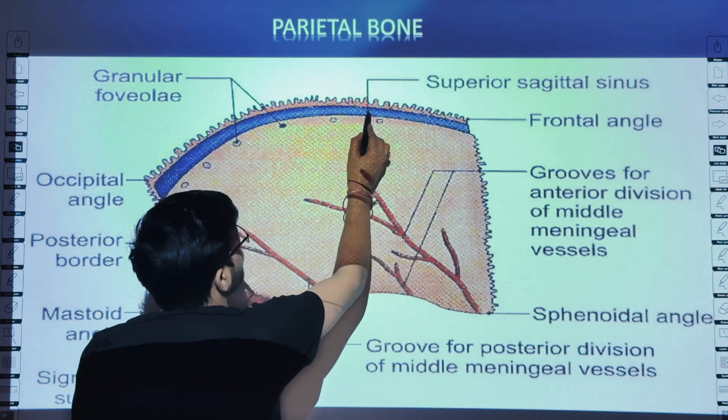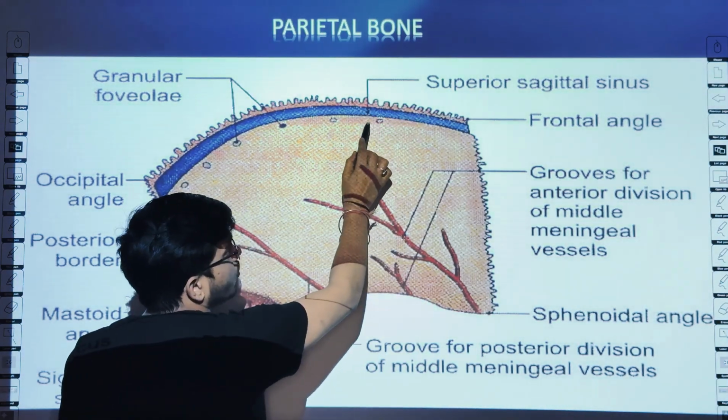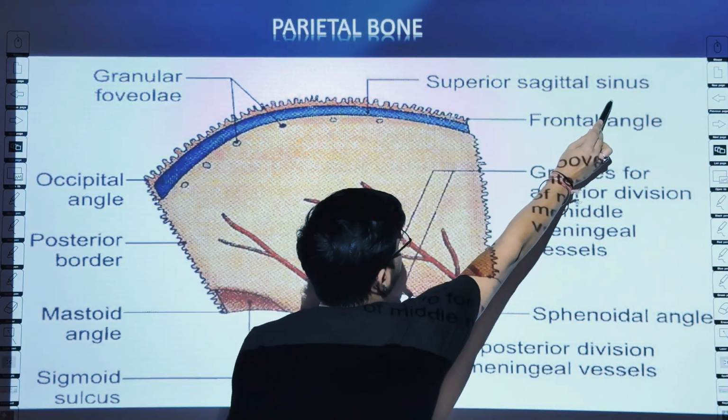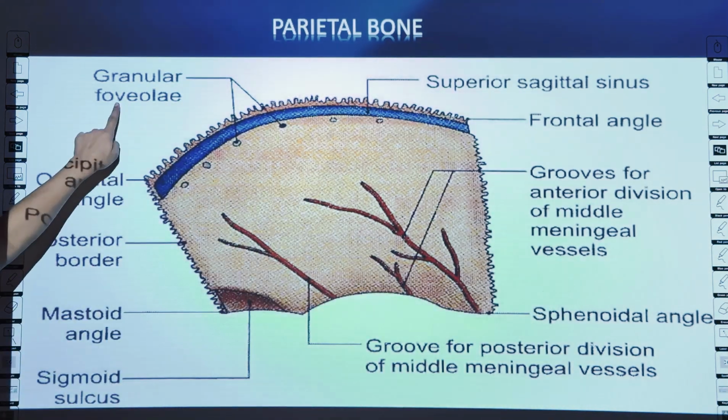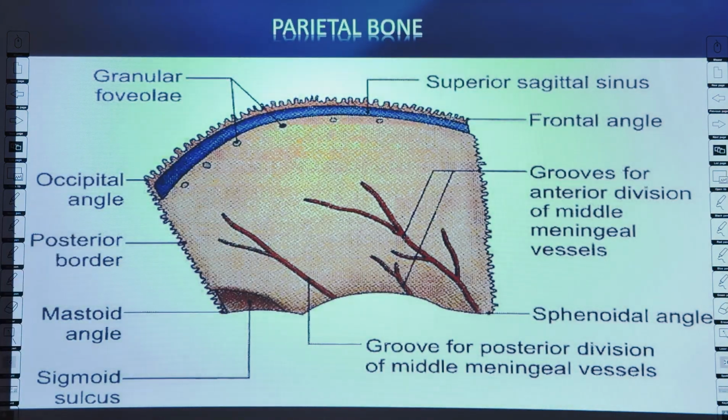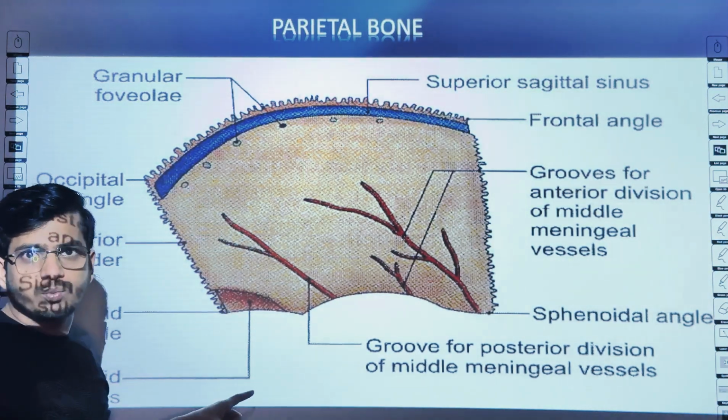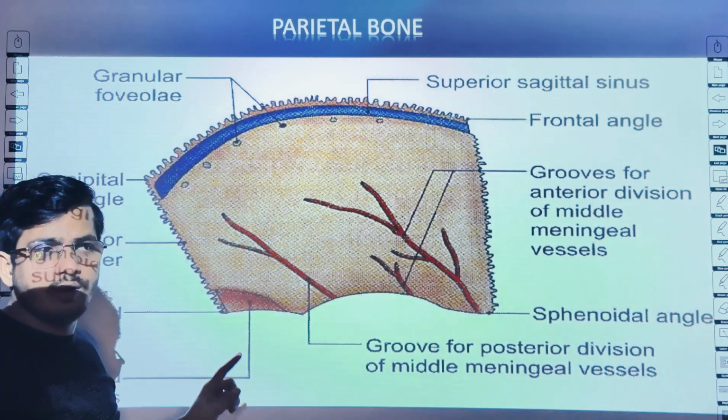This one, you can see at the superior aspect. You can see the superior sagittal sinus. Then we have the granular pits, and we have also part of the sigmoid sulcus. Those are the main characteristic features of the inner surface of the parietal bone.